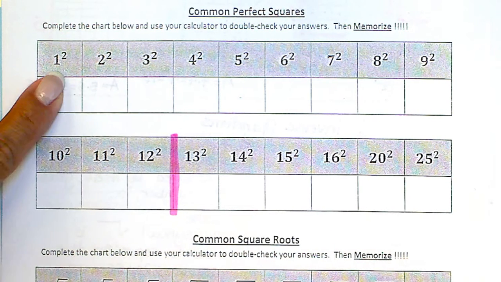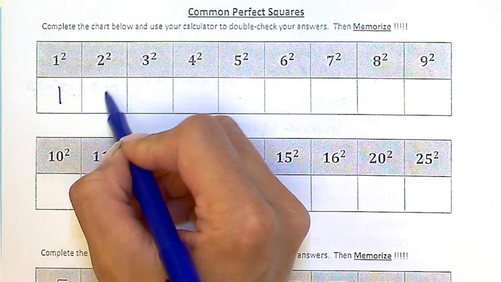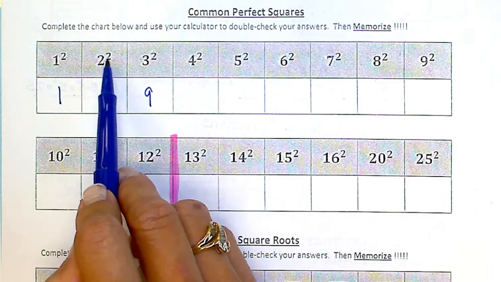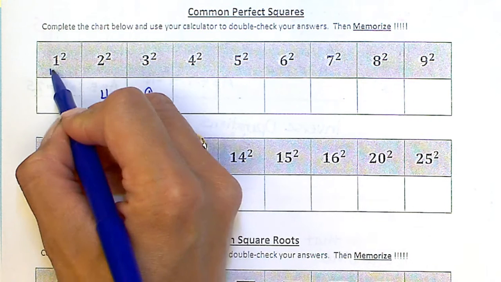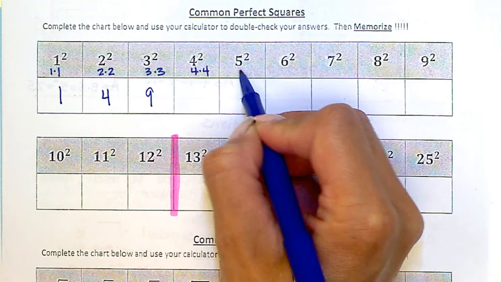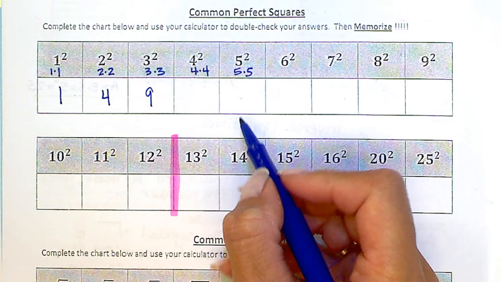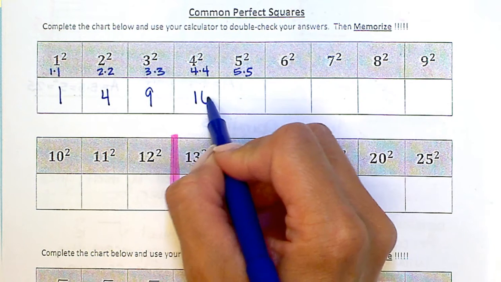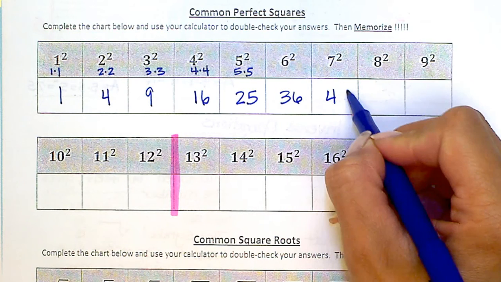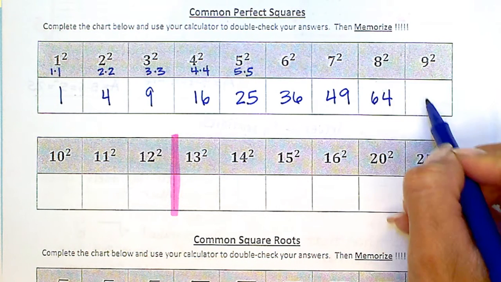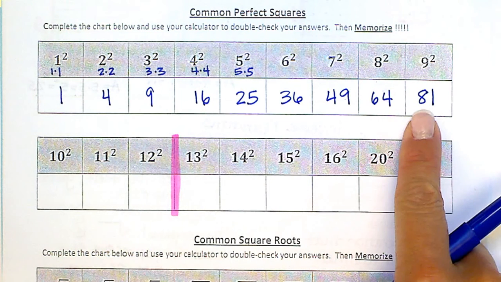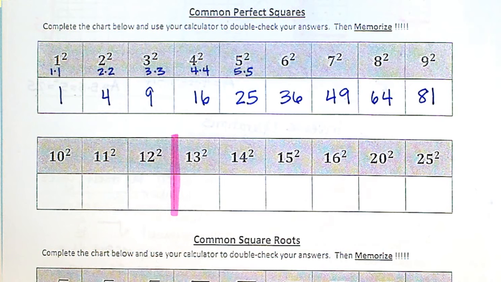Well, 1 times 1 is 1, 2 times 2 is 4, 3 times 3 is 9. Remember, all of these exponents of 2, this is really saying 1 times 1, 2 times 2, 3 times 3, 4 times 4, 5 times 5, and so on. So 4 times 4 is 16, then we have 25, 36, 49, 64, 81. So that's just the top row here. If you need to pause real quick, go ahead and do that, but then we're going to continue.